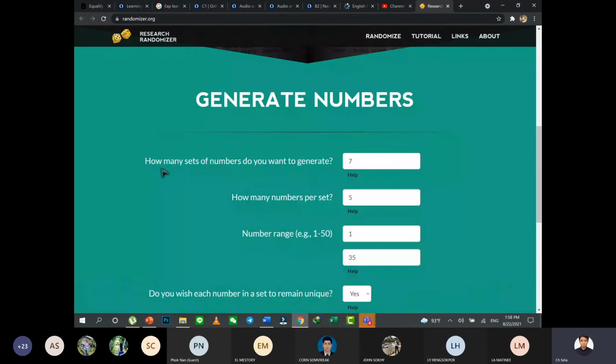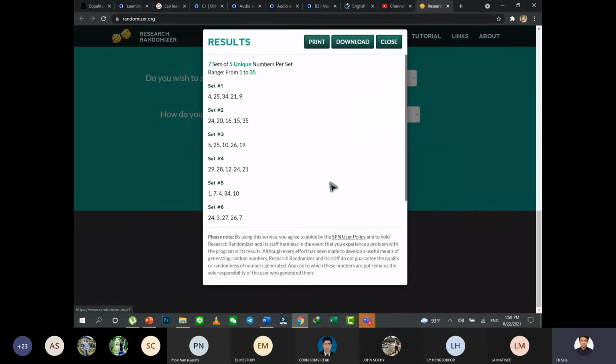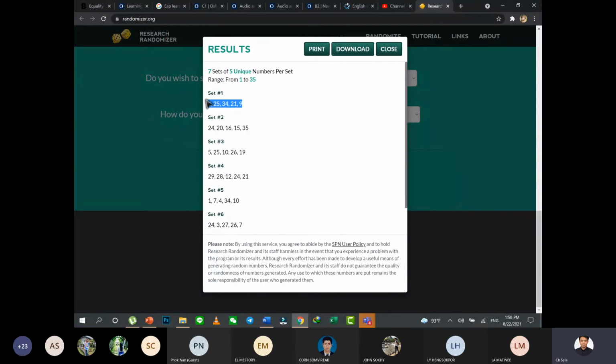Let's see. How many sets of numbers do you want to generate? 7. And how many numbers per set? 5. 5 multiplied, oh, cannot. This one divide by 7. Yeah, correct. So let's try. Why only 6 groups? But that's okay. We will have 6 groups, no problem. Make sure we don't miss anyone out. So now, group 1. I will screenshot this one for you. Now group 1: number 4, 25, 34, 21, and 9.